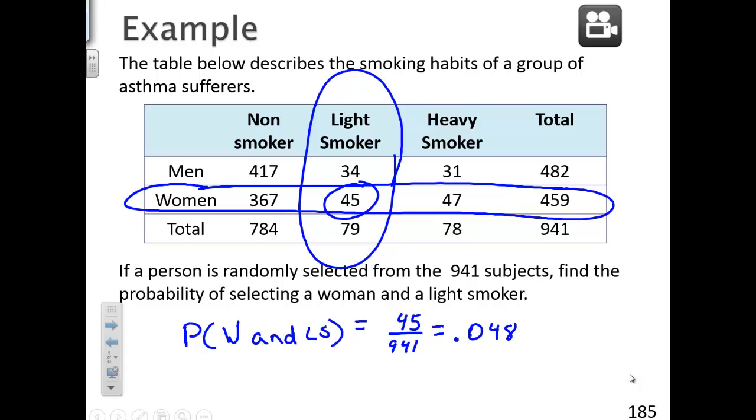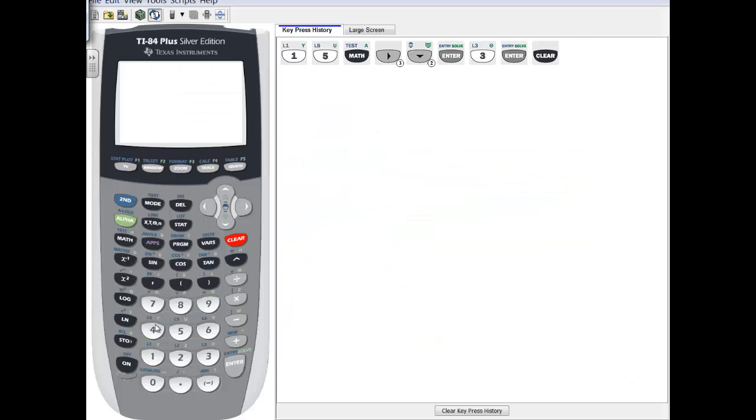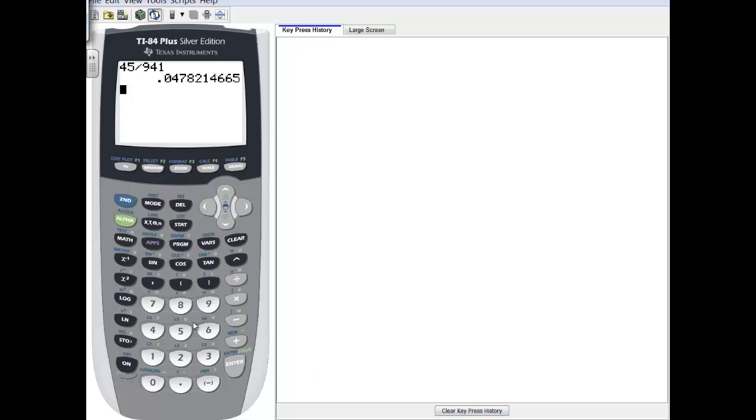Most of the time, unless otherwise stated, we'll just round to 3 decimals. Now let me show you what I did on the calculator. I just took 45 and divided it by 941. Okay, so 45 divided by 941 is 0.0478. When I rounded it for our answer, I rounded it to 3 decimal places, 0.048.